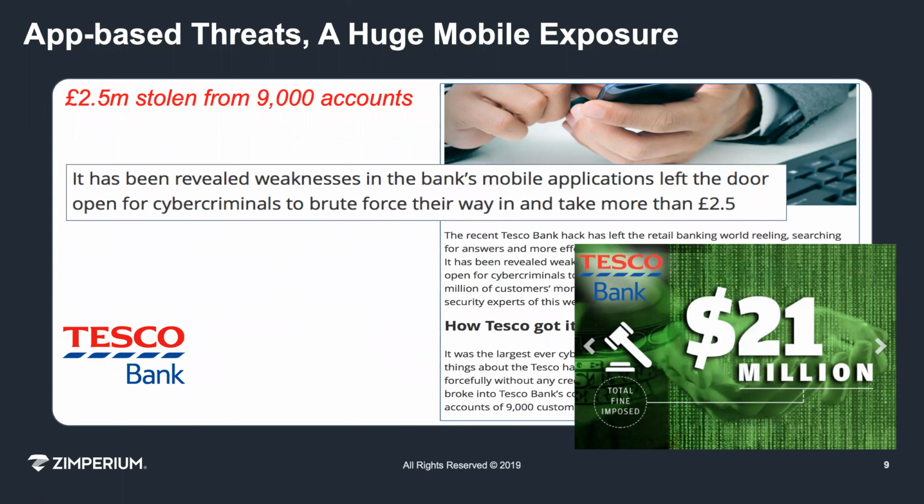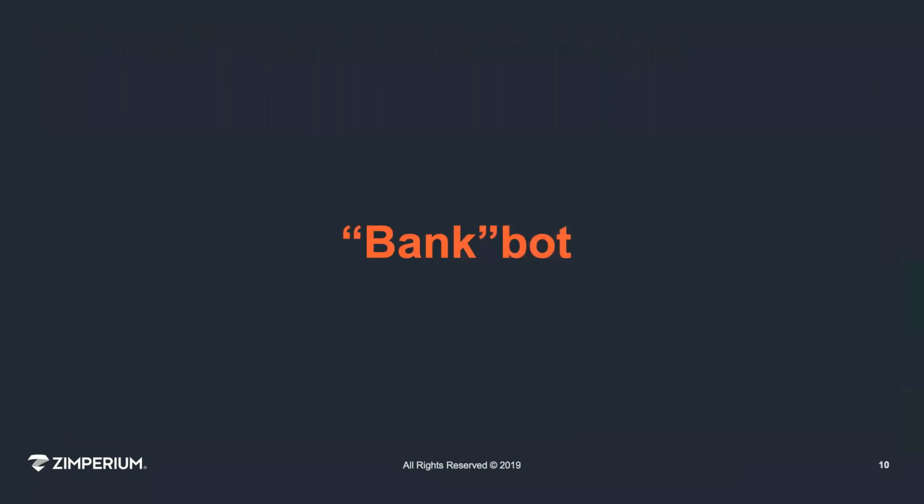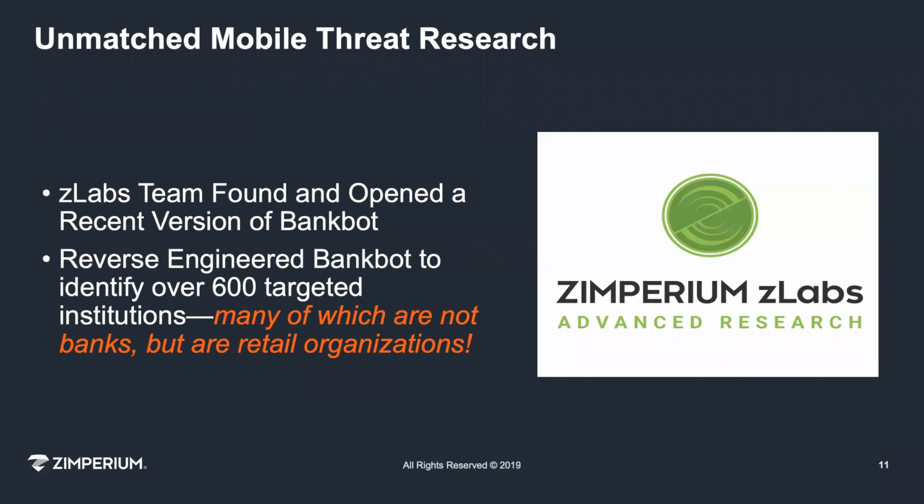So add that up. This is the real problem. We've spent enough time on this: app-based threats are a huge mobile exposure, you get it. I'd really like to show you how this actually works, and I think that'll help give you a sense of it. So we know there's a threat, we get it, and we see it. But what is it really in practice? What does it look like?